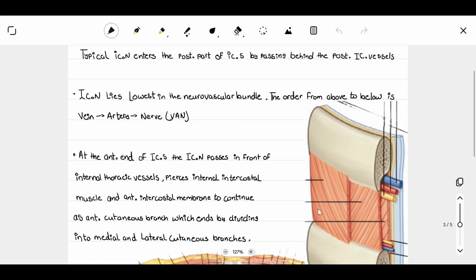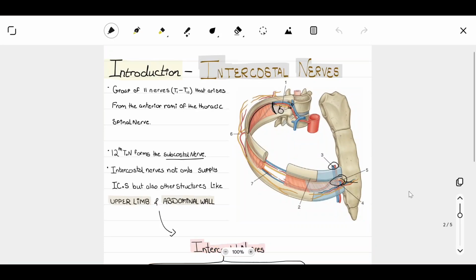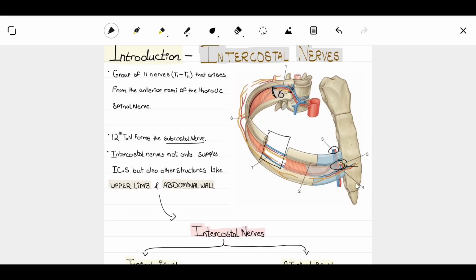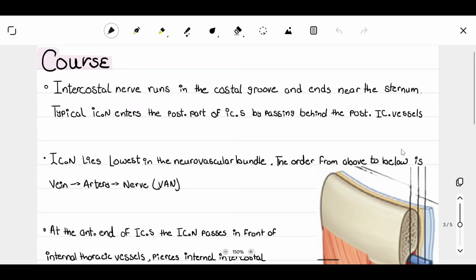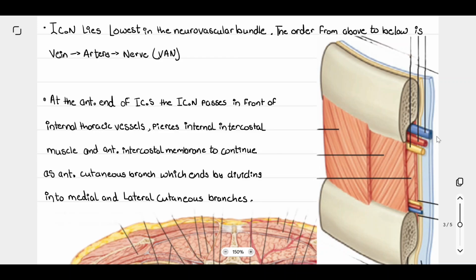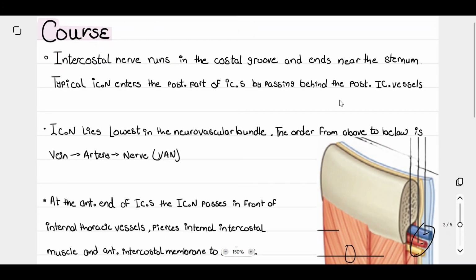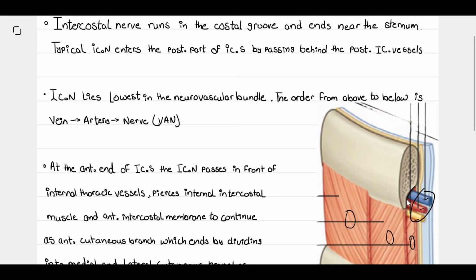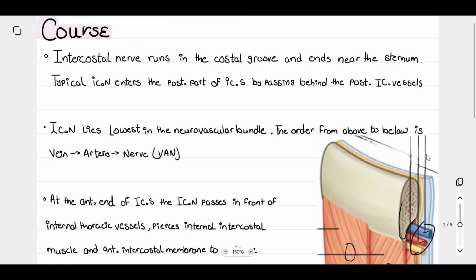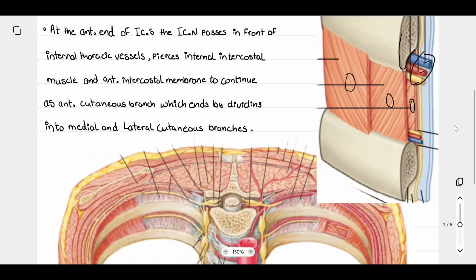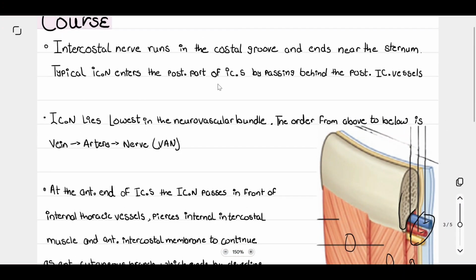This is the cross section of the rib. If you take it from right here and zoom in, we get this diagram, which comprises the intercostal vessels, which are vein, artery and nerve, and three layers of muscles: the innermost muscle, the internal intercostal muscle and the external intercostal muscle. Starting with its course, intercostal nerves run in the costal groove and end near the sternum. This is the costal groove of a rib. Intercostal nerves run in this costal groove and end near the sternum, as I've shown you in the previous diagram.